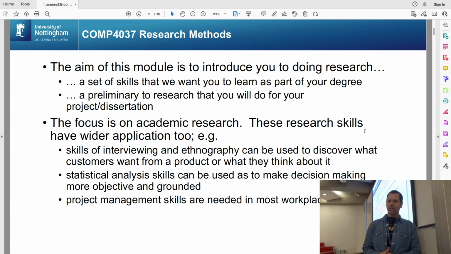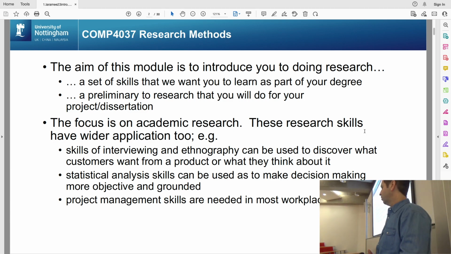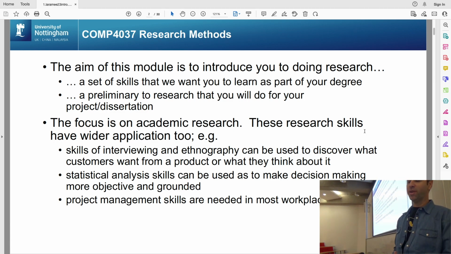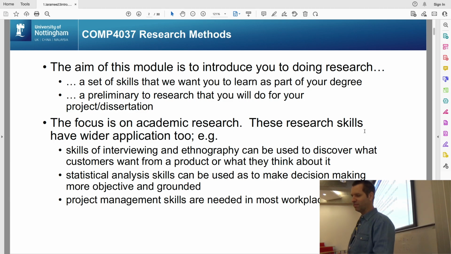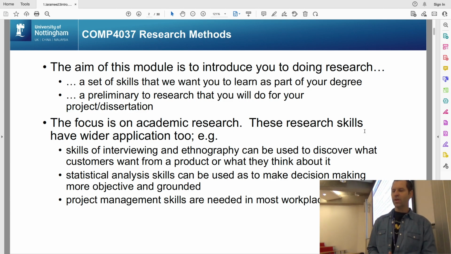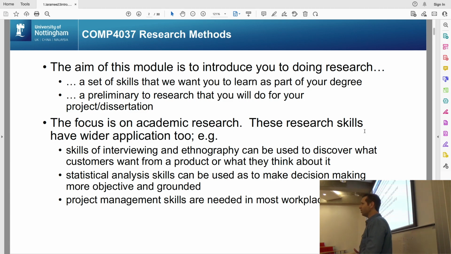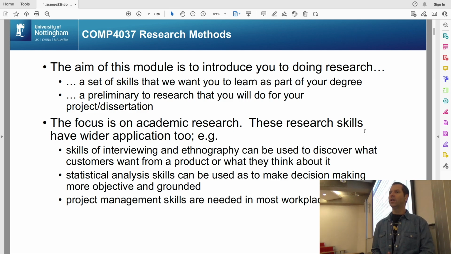So the title of the module is kind of self-explanatory. We're going to discuss research methods, different ways of doing research in this module. And that's the goal of the module, to introduce this topic and how to do research, right? So it's a new set of skills that you haven't learned yet.